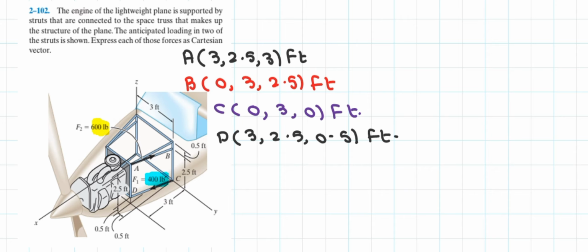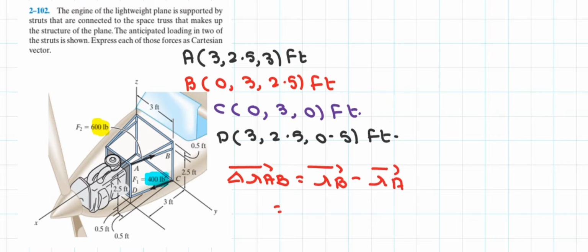So if you see the F2 force, the head of this F2 force is directed towards the point B. It means that point B is the final point and point A is the initial point. So the position vector of these 2 points is written as delta RAB, which is equal to RB minus RA.